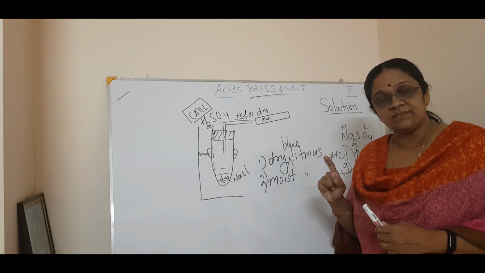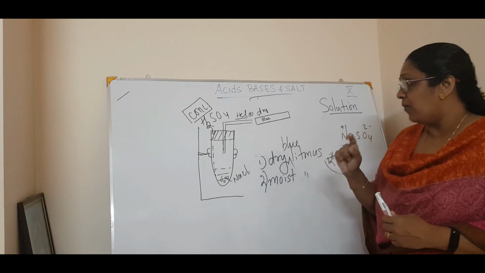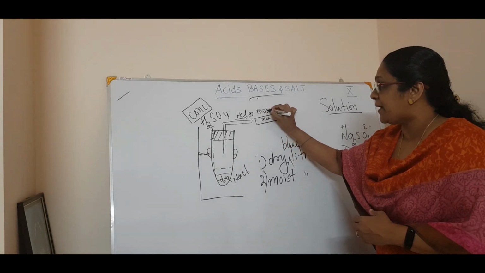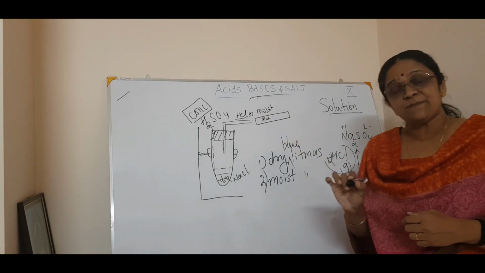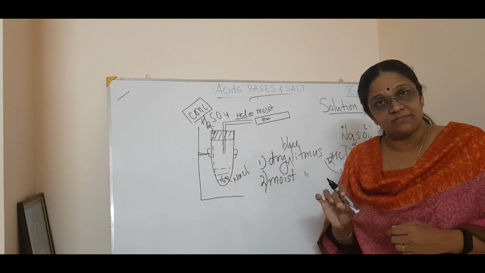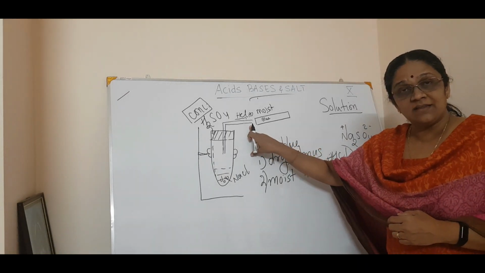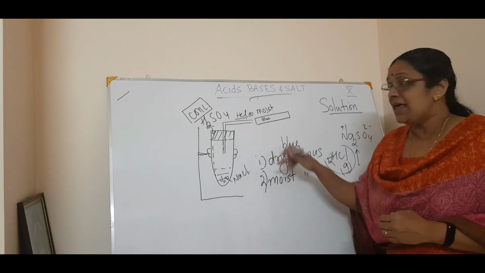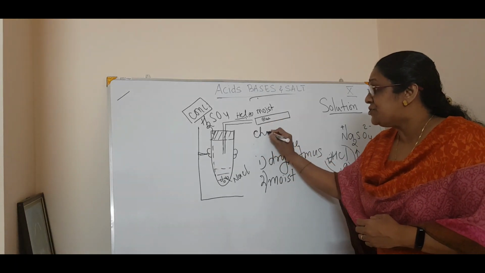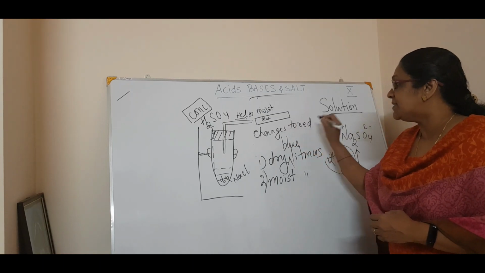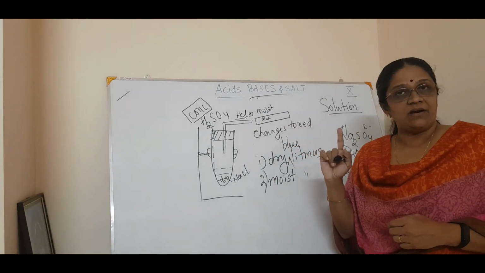Got it? Clear? Now, when I change this dry litmus paper into moist litmus paper, which means I dipped it in water, and showed it at the mouth of this HCl gas, the observation was this blue litmus changes to red. See? This blue litmus changes to red.